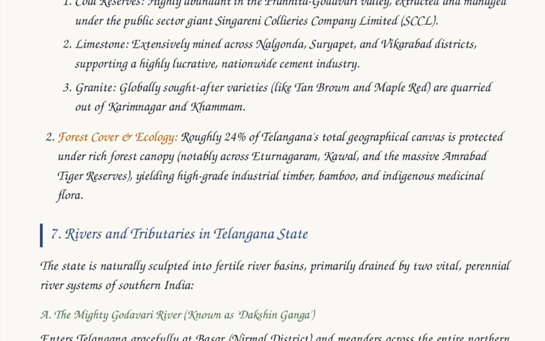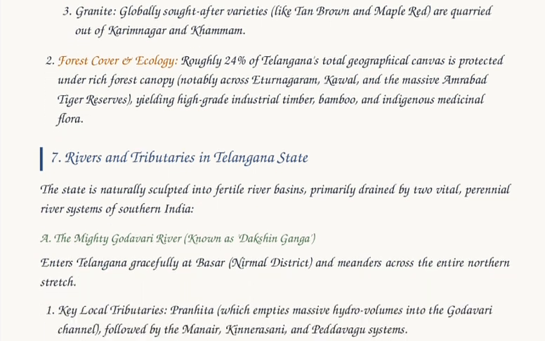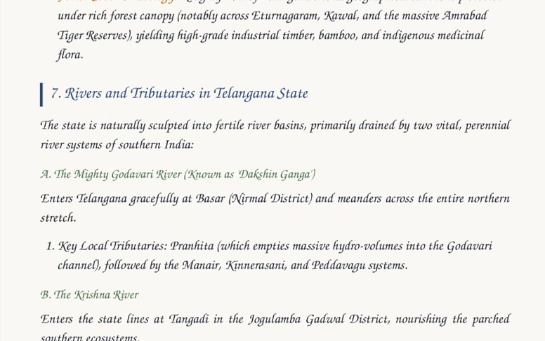Next, there comes the rivers and tributaries in Telangana. The state is naturally sculpted into fertile river basins, primarily drained by two vital perennial river systems of southern India. The mighty Godavari River, known as the Dakshin Ganga, enters Telangana gracefully at Basar, Nirmal district, and meanders across the entire northern stretch. Key local tributaries are the Pranahita, which empties massive hydro volumes into the Godavari channel, followed by the Manair, Kinnerasani, and Peddavagu systems.